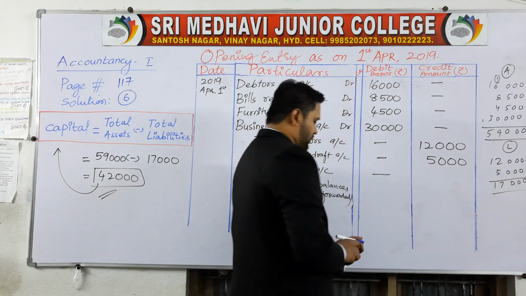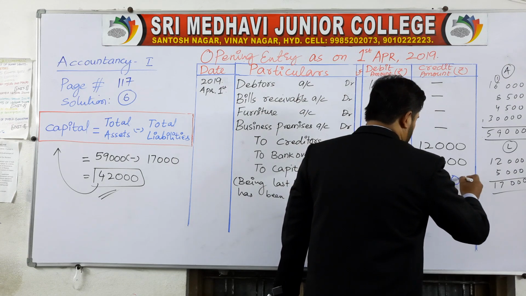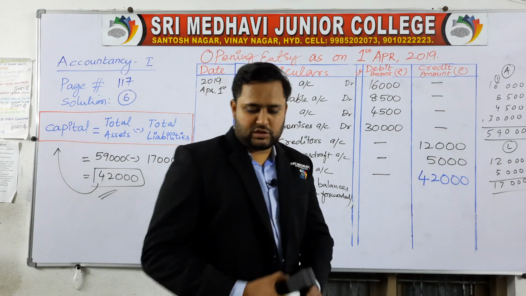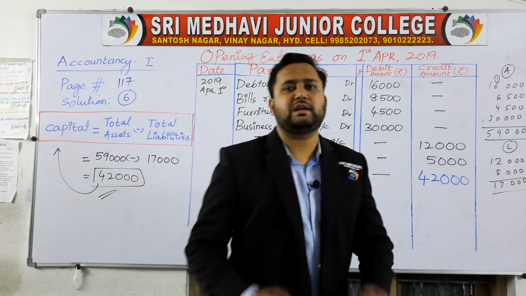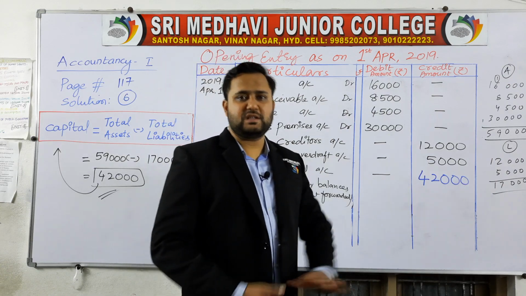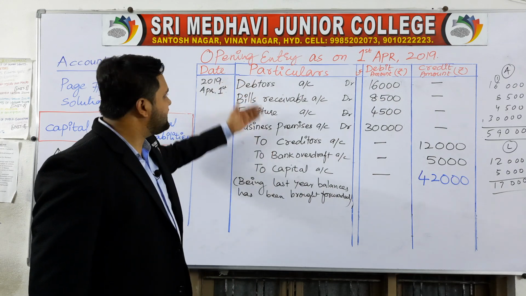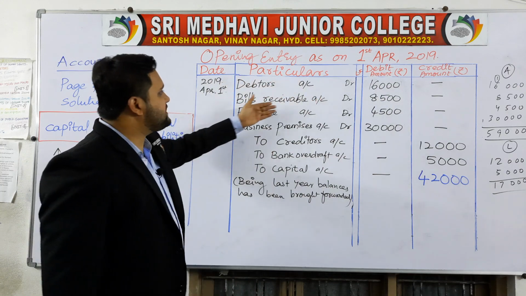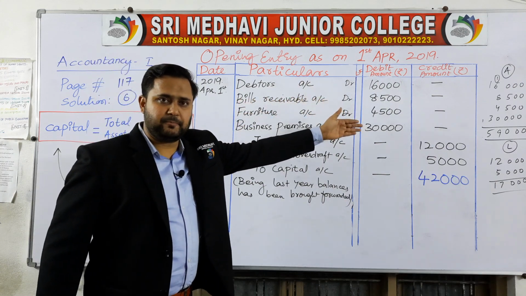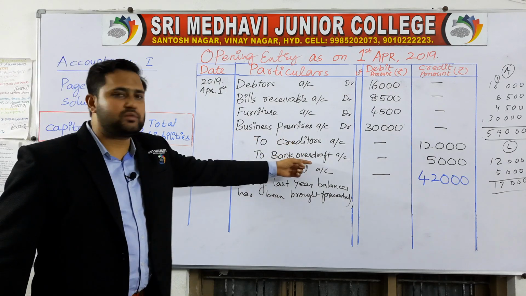So we have found the capital. How much? 59,000 is the total assets minus 17,000 is the total liabilities. So you will come to know the value of your capital, which is 42,000. This is your answer. How you get this answer: first of all, you write all the assets here: debtors account debit, bills receivable account debit, furniture account debit, business premises account debit, and then write the liabilities to creditors account, to bank overdraft account.